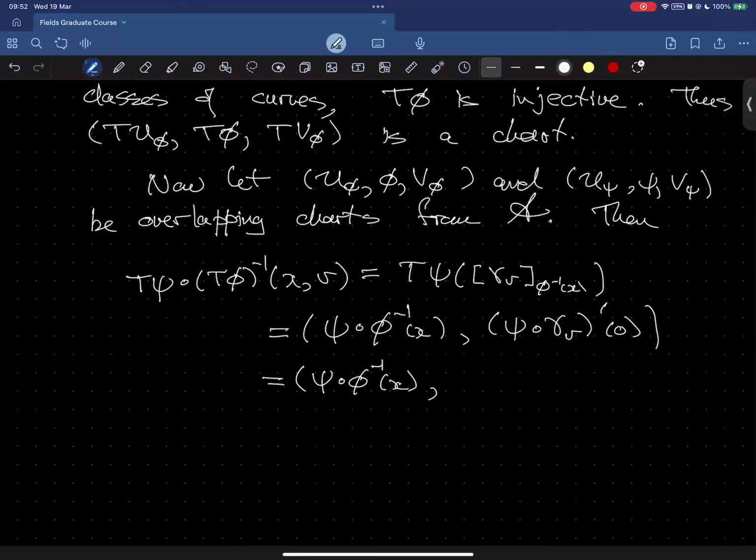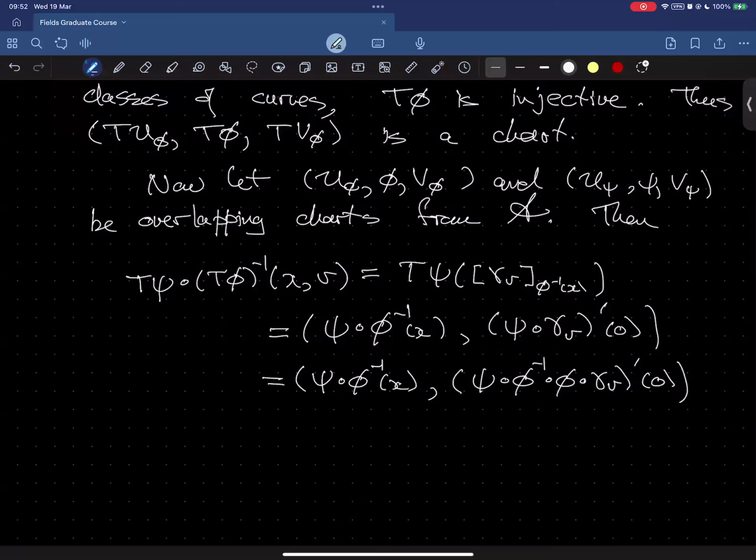And then I do something which is by now sort of familiar. I insert a phi in there like that. And this is valid as long as x is also in U psi.